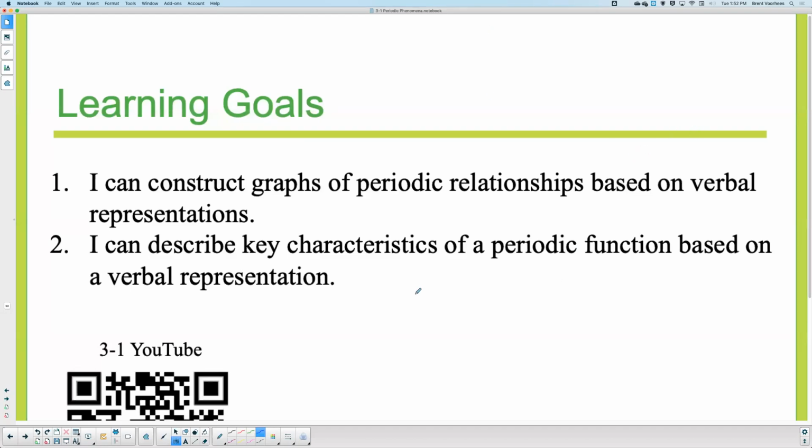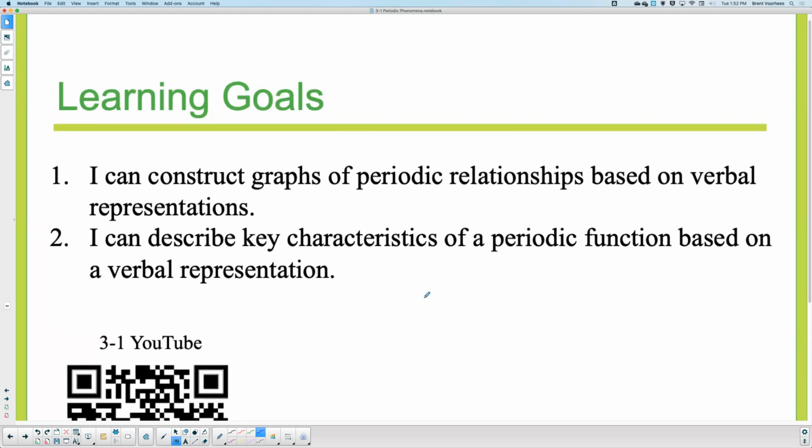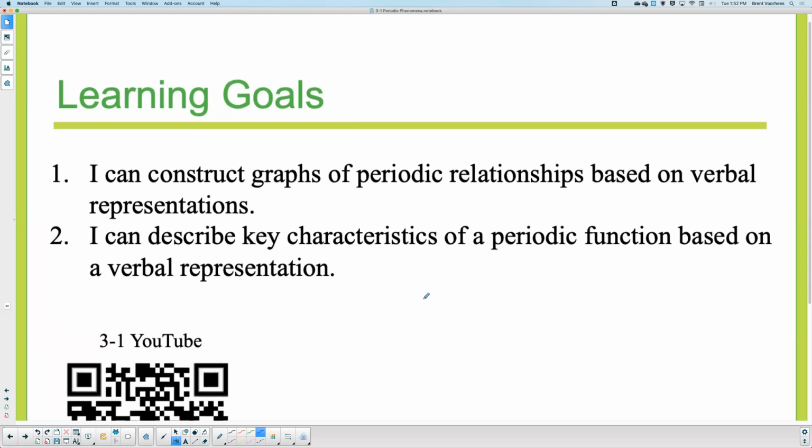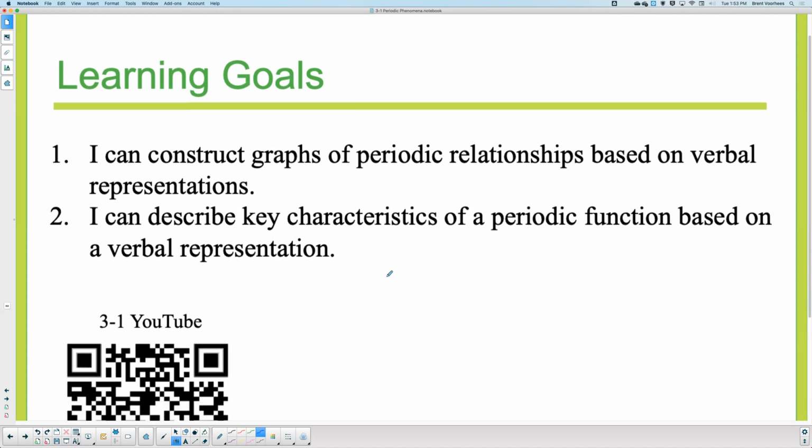All right, lesson 3-1, unit 3, lesson 1. Today, we're going to look at what's called periodic phenomena, which just means something that happens with a period. The two learning goals that we're going to see today is that you're going to be able to construct graphs of periodic relationships, and you will also be able to describe key characteristics of those periodic functions.